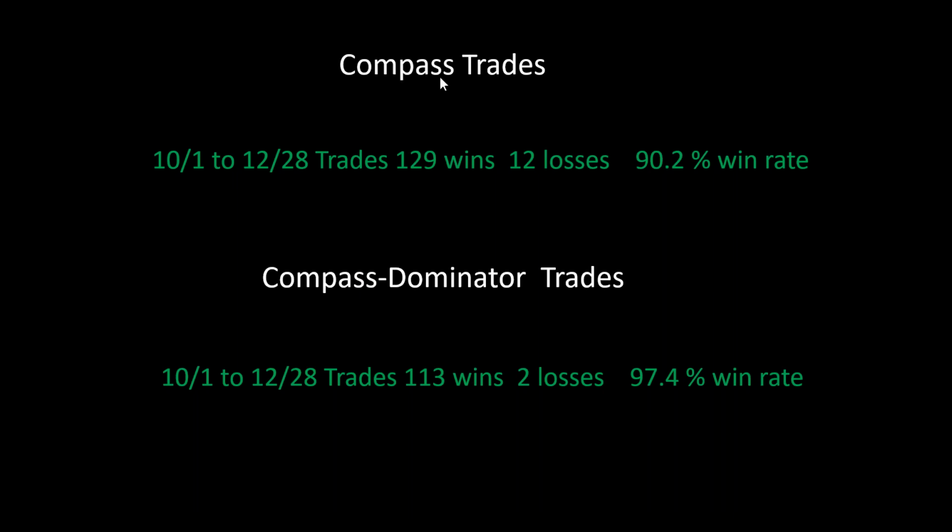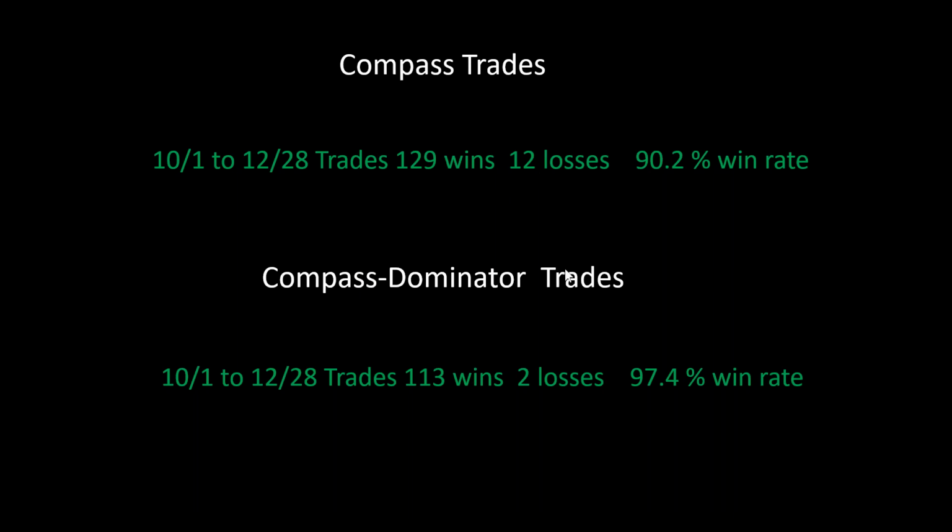So what happened is between October 1st and December 28th, all the trades that I took that were Compass trades, they didn't have the Dominator lined up with them, but they had neutral Dominator. But these are Compass trades without the Dominator trades confirming it, and I had 129 wins and 12 losses. So 90.2% win, which is pretty common, pretty normal. I mean, sometimes I'll drop down below that, but that's pretty normal.